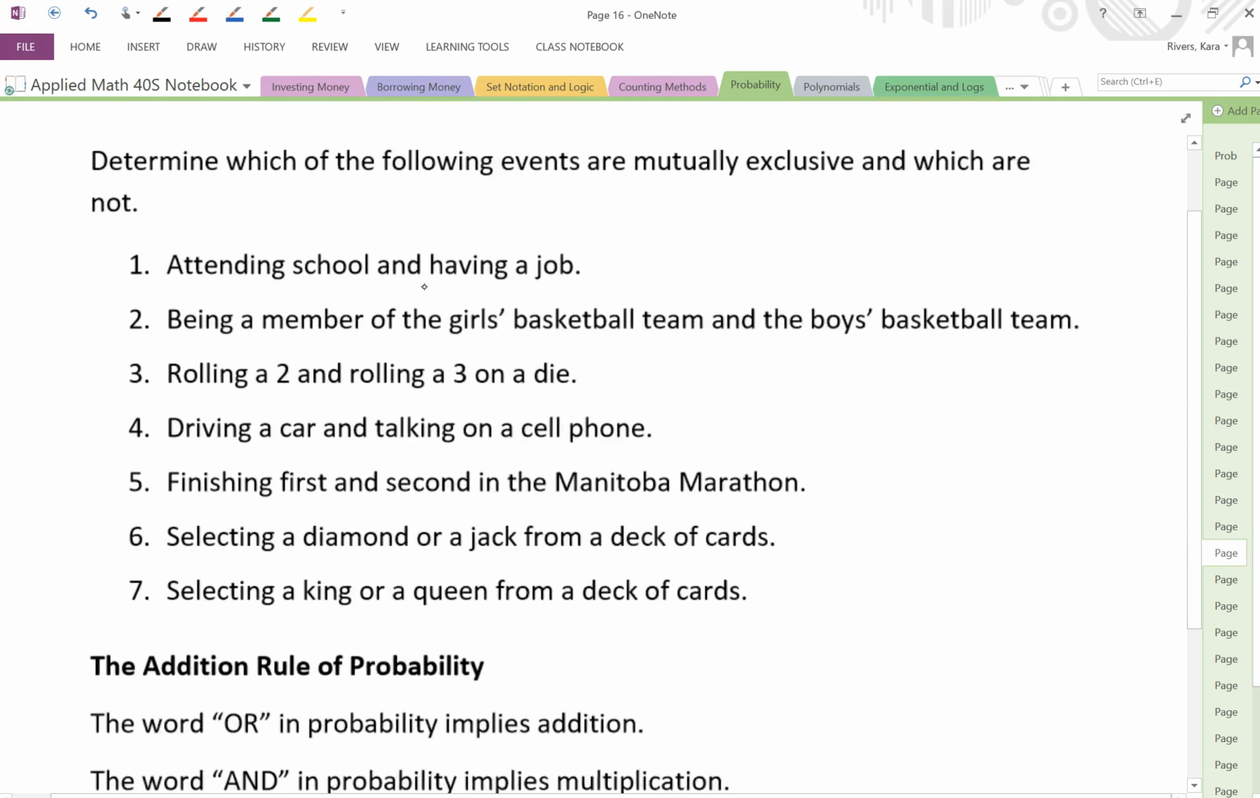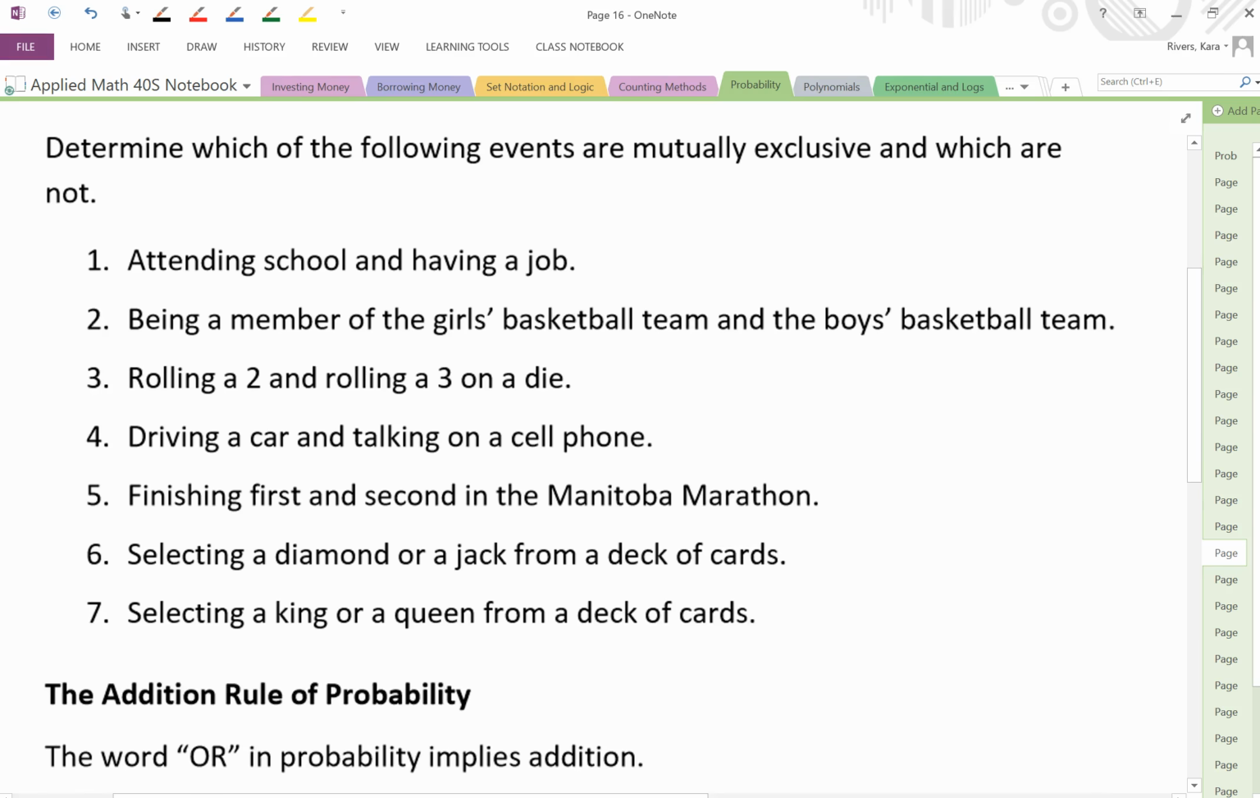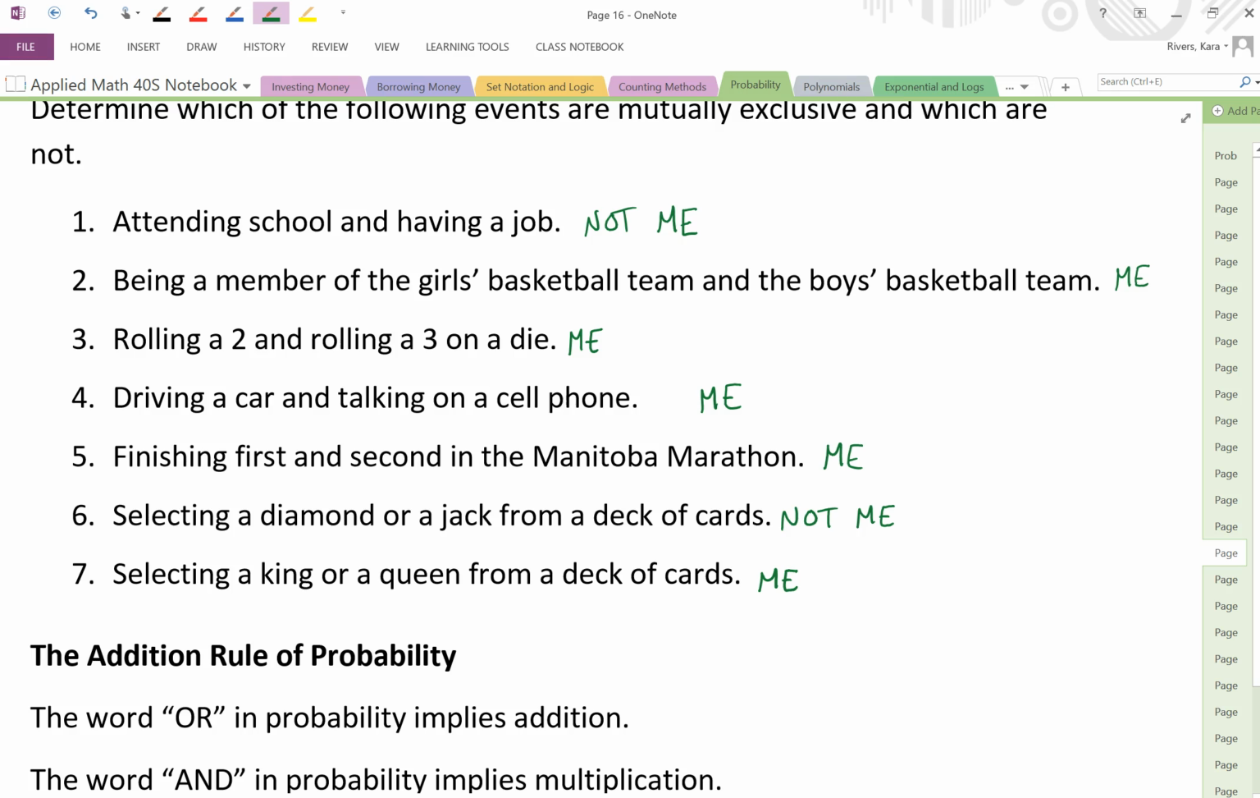We're going to have a look at the list here. It says determine which of the following events are mutually exclusive and which ones are not. So it's a good idea to look through this and to label them independently, and then you can check back to see if your answers match mine. For number 1, attending school and having a job are not mutually exclusive because a lot of students will attend school and have a job at the same time. For number 2, being a member of the girls' basketball team and the boys' basketball team, well, you can't be a member of both at the same time, so those are mutually exclusive.